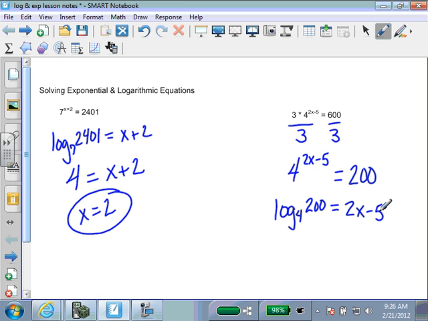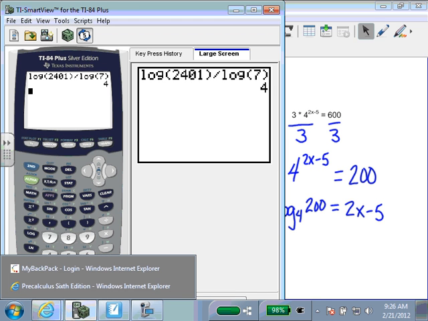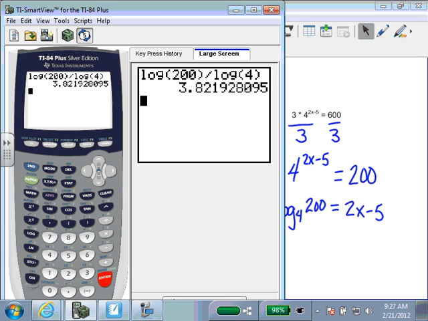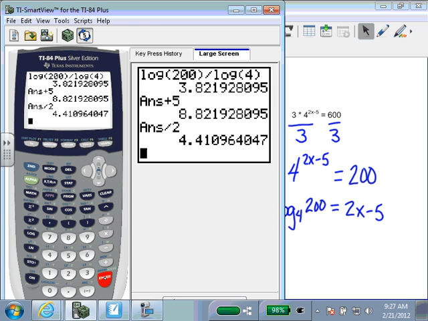Log, the base is 4, of 200 equals 2x minus 5. So log base 4 of 200 is not a pretty number, so I am going to have to use my calculator and change of base. Log of 200 divided by log of 4. Okay, that answer is the left side of my equation. So now, while it's still in my calculator, I need to add 5 to it, and then divide by 2. So my answer is approximately 4.411.